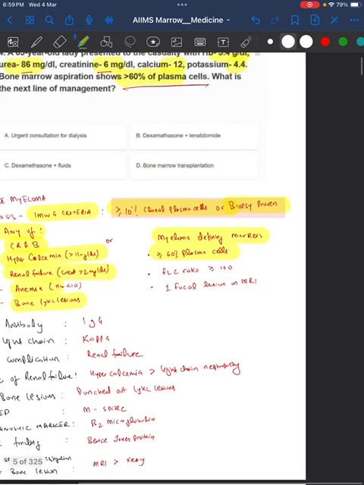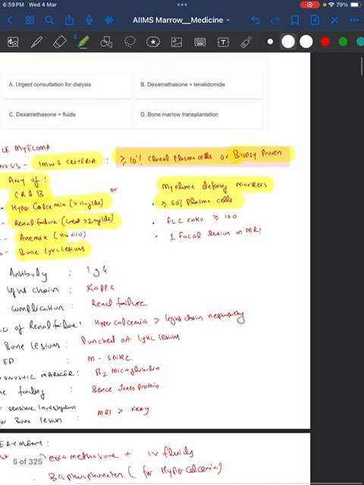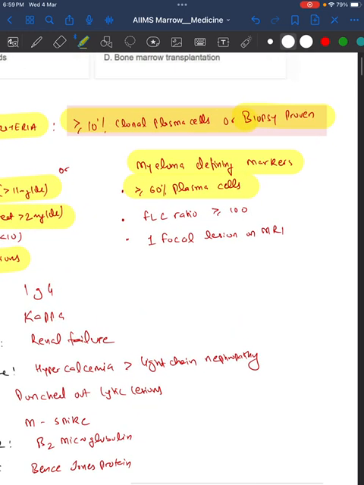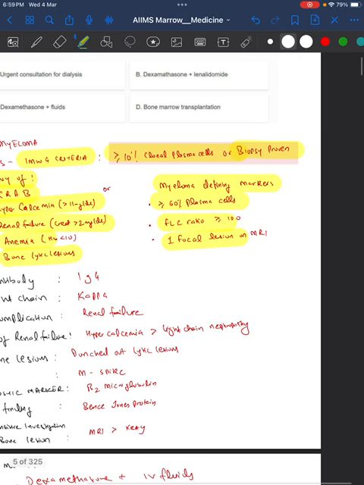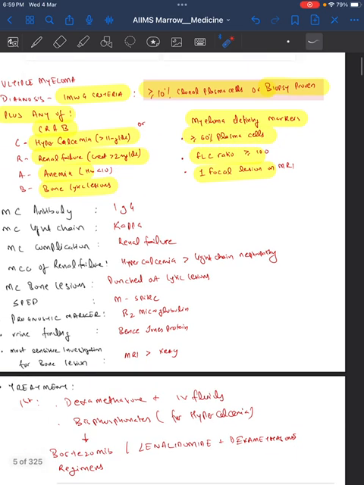If there are more than 60% plasma cells, it directly fulfills our entry criteria of more than 10% clonal plasma cells. The other two are not so important for you: FLC ratio more than 100, or one focal lesion in MRI. You should remember these CRAB features and the plasma cells more than 60%. These 5 things are important for you.